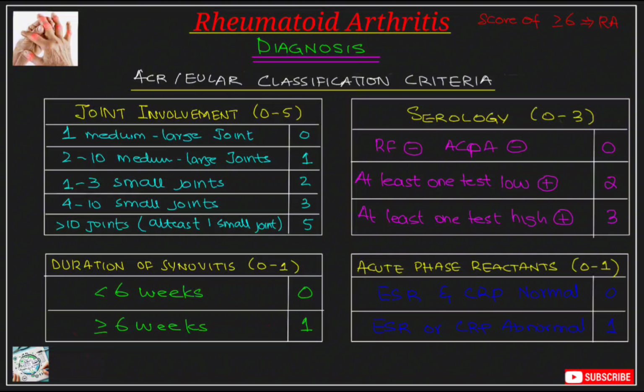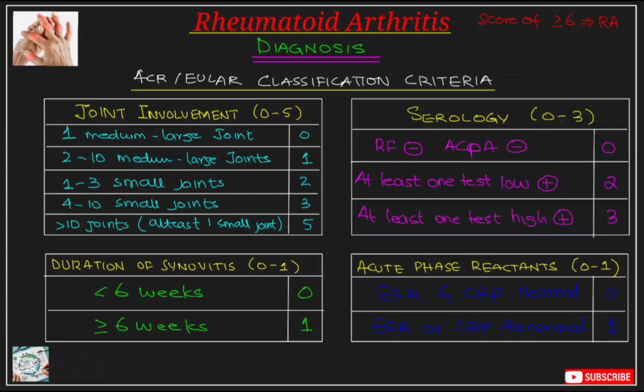If a patient has a score of 6 or more on the classification criteria, rheumatoid arthritis is confirmed. If the score is lower, it doesn't rule out rheumatoid arthritis, but we need to keep the patient under observation and consider other causes of arthritis. By using this classification system, we can diagnose and treat rheumatoid arthritis aggressively at an earlier stage, improving the long-term outcomes for our patients.